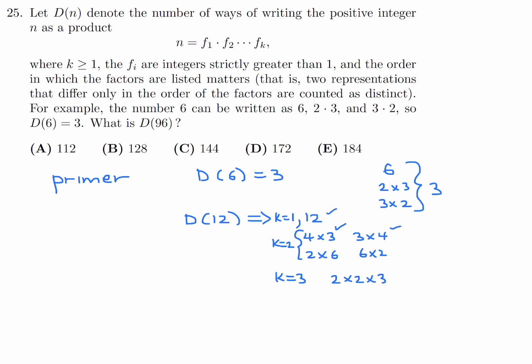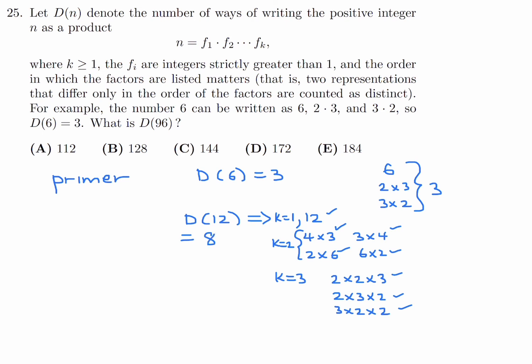So we have 1, 2, 3, 4, 5, 6. So are there any more? There should be. Ah, I see. This has iterations. 2 times 3 times 2, 3 times 2 times 2. Because they even tell me that in the question. Two representations that differ only in the order of the factors are counted as distinct. Okay, so that's why. So 1, 2, 3, 4, 5, 6, 7, 8. I got 8. So D(12) is 8.